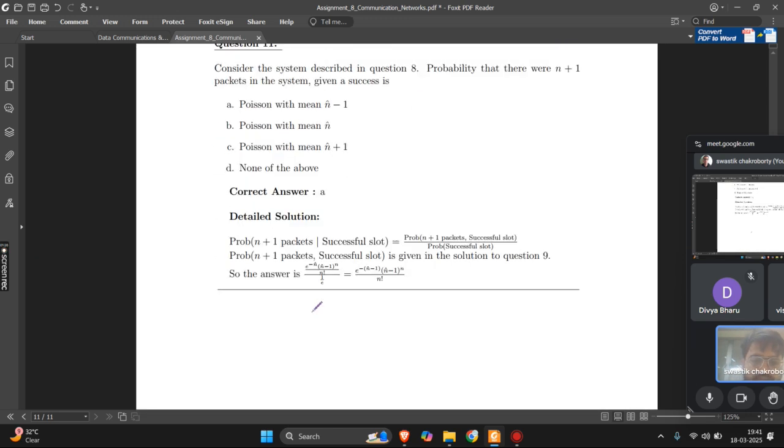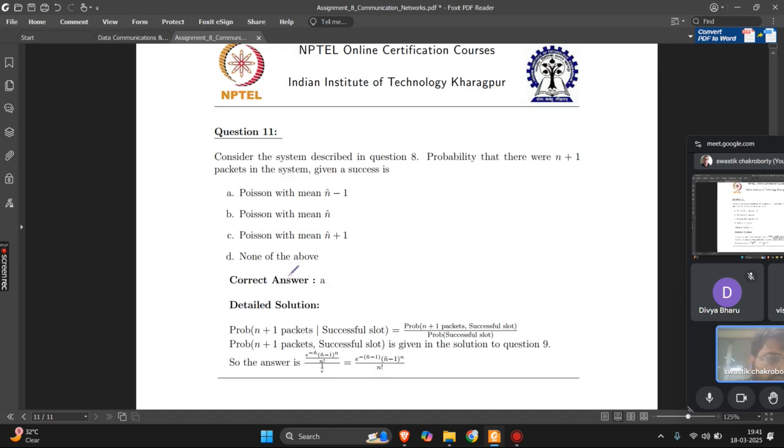Now, last question. Consider the system described in question 8. What is the probability that there were n plus 1 packets in the system given that the slot is a success? Again, we have to take the help of the conditional probability formula.